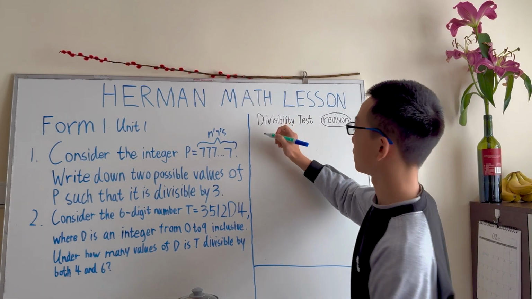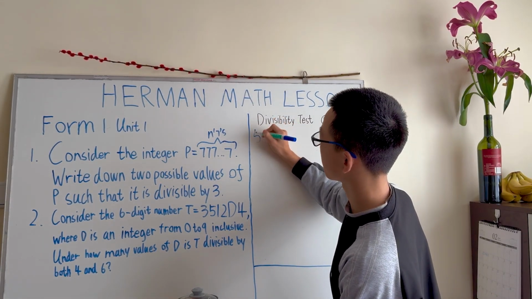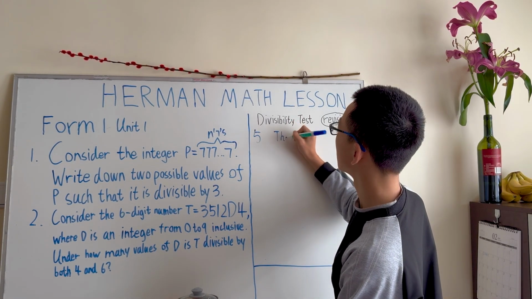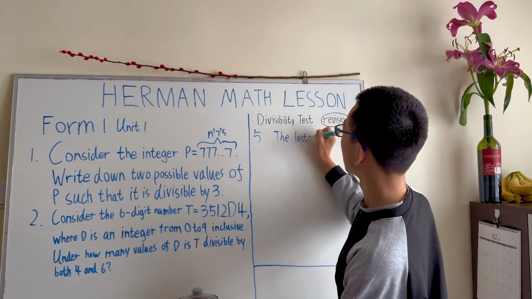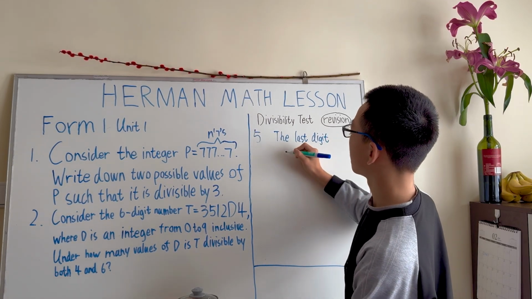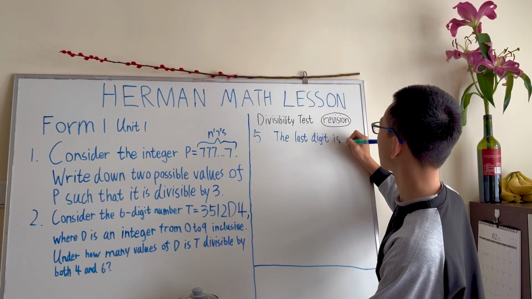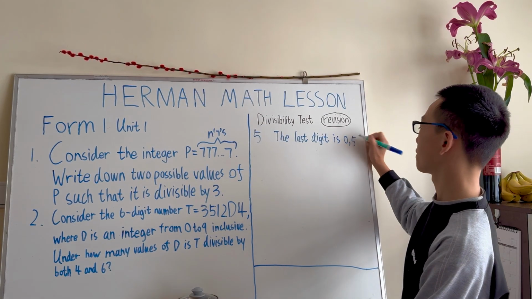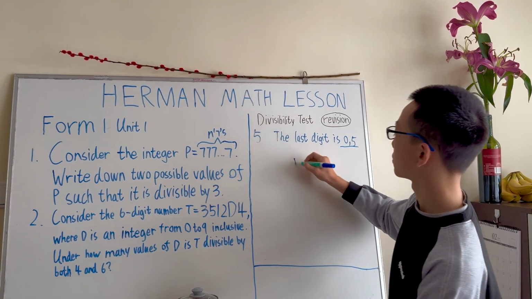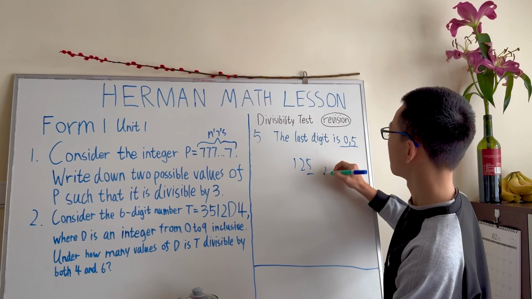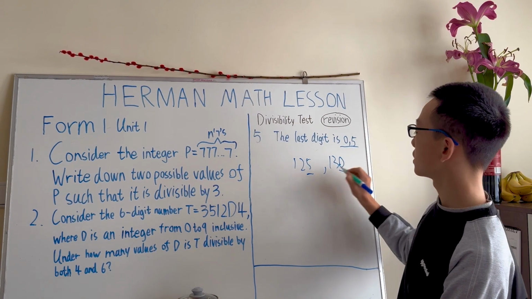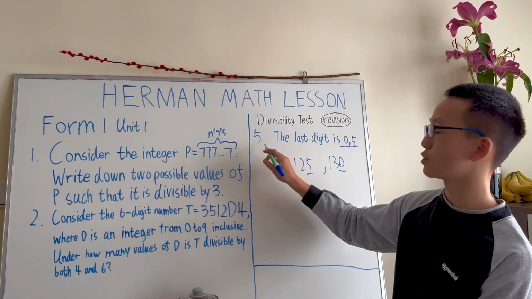Now I talk about the divisibility test of 5. When we're talking about 5, we look at the last digit of the number, and if the last digit is 0 or 5, then it is divisible by 5. Like 125, or 130, we look at if the last digit is 5 or 0, then it is a multiple of 5.